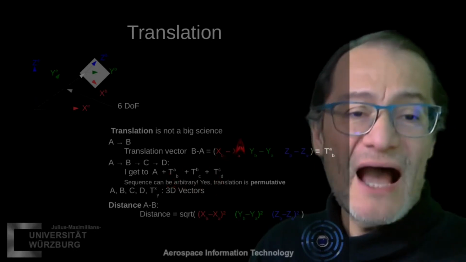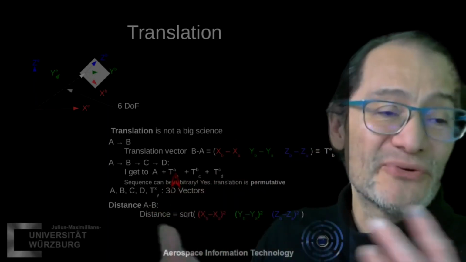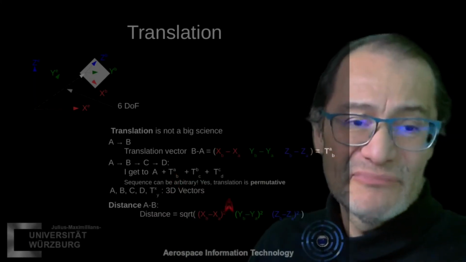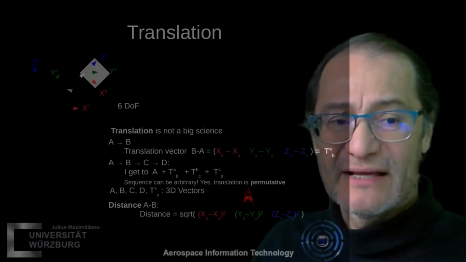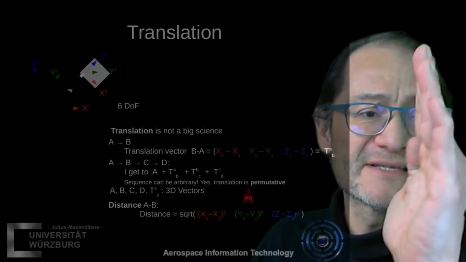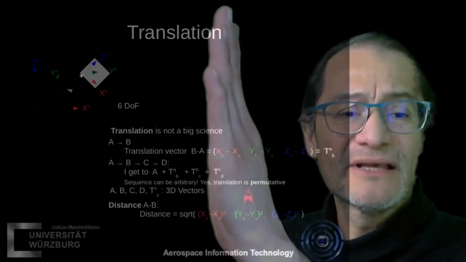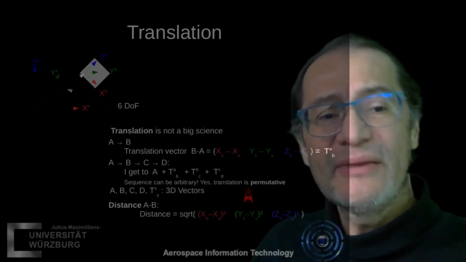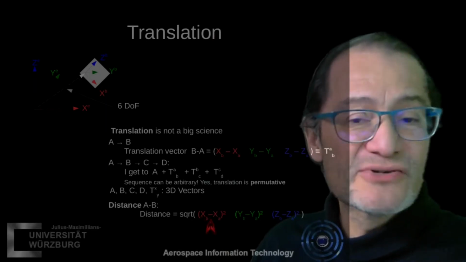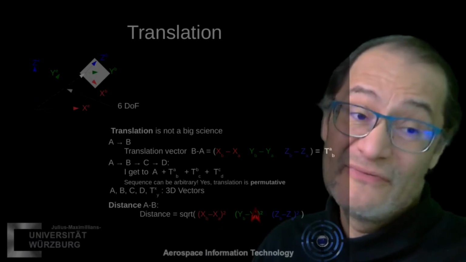It is only adding. And you know, with adding, it doesn't make a difference what you are adding first and what you are adding later. Therefore, translations are commutative. The result from going to here is the same if you make first this step and this step, or if you make first this step and this step. The result will be the same. And maybe you remember the distance is the root of the square sum of the differences of both the positions, as you know from school.